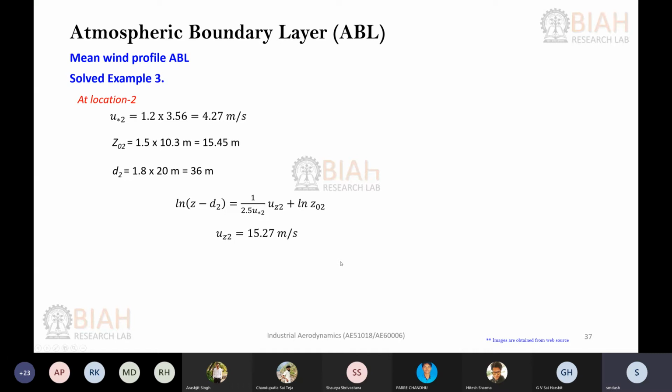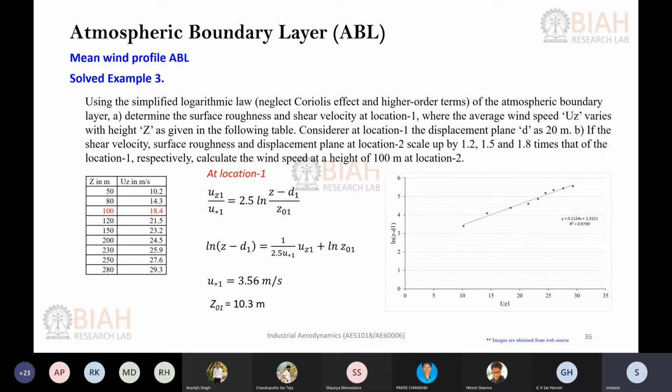Sir, I wanted to know what decides the height of our displacement plane? Actually, it is dependent on your Z0 value. It depends on what type of terrain you have, whether it is open sea, a slightly rough terrain like a town or village area, or an urban city area. Based on that your Z0 value will change, and D will again be related to your Z0. Higher the Z0 value, higher will be your D.